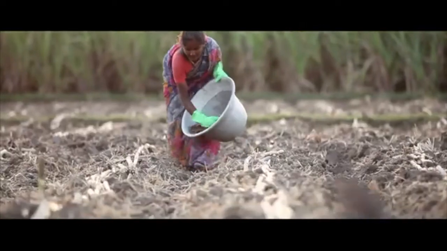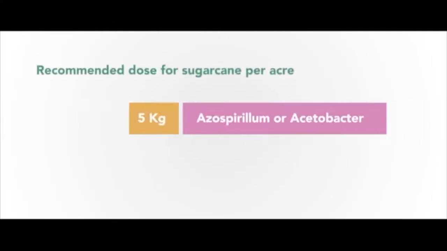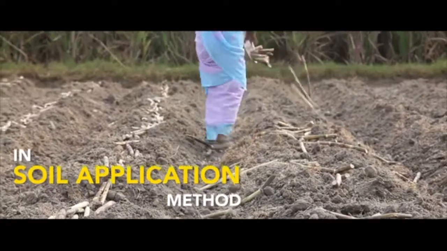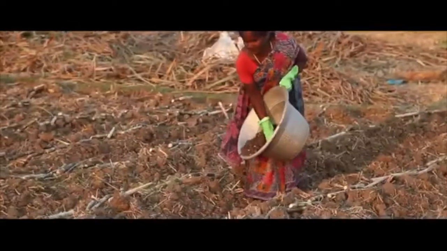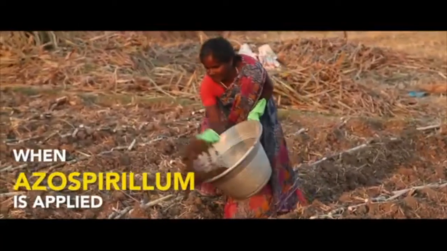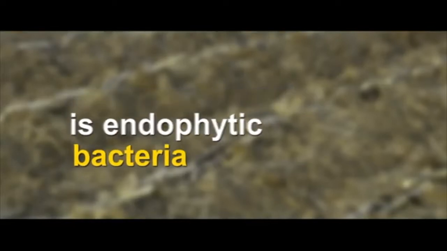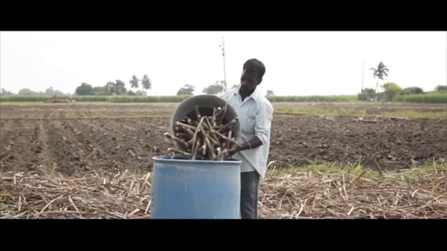Regarding the application of biofertilizer, the recommended dose for sugarcane crop is 5 kg of Azospirillum or Acetobacter and 5 kg of phosphobacteria per acre. The soil application method is generally recommended for sugarcane when Azospirillum is applied. Since Acetobacter is an endophytic bacterium, in addition to soil application, set soaking may also be followed.